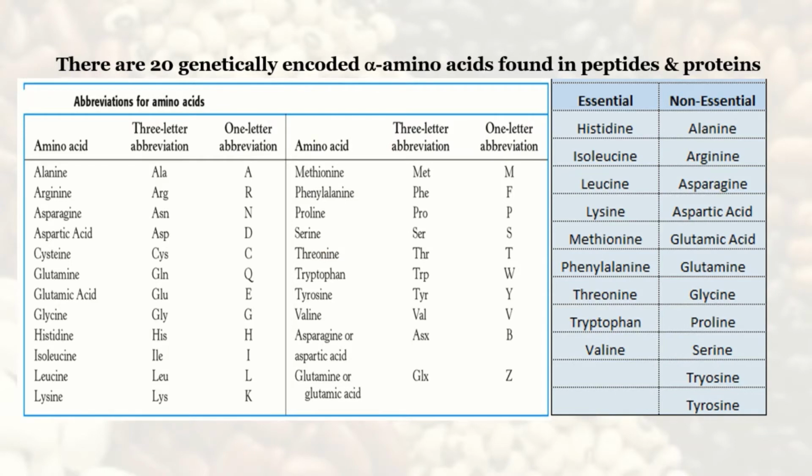There are 20 genetically encoded alpha amino acids found in peptides and proteins, and usually they have the name and then an abbreviation of 3 letters and an abbreviation of 1 letter, which you should actually know. You should read them and understand them. So these are the 20 amino acids that we find. And remember, in our previous lesson we talked about essential and non-essential. Essential amino acids must be provided in diet because they're not made in the body, while non-essential are made in the body. So kindly pause your video here and check out the abbreviations of these 20 amino acids.